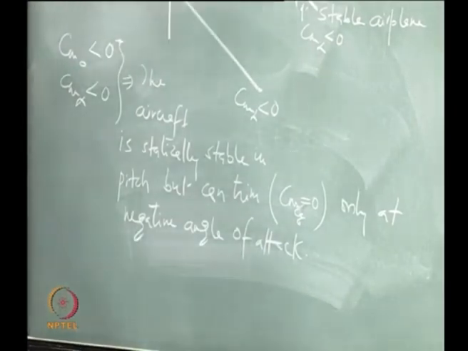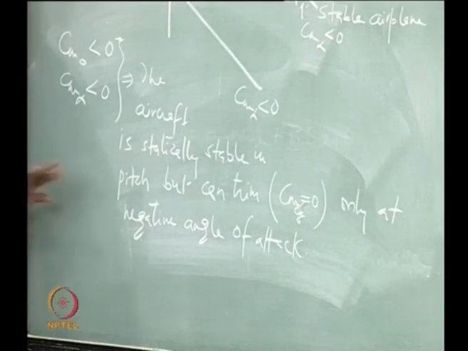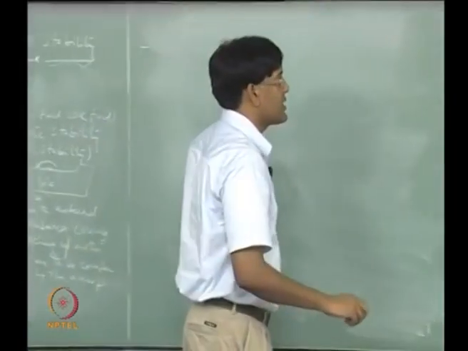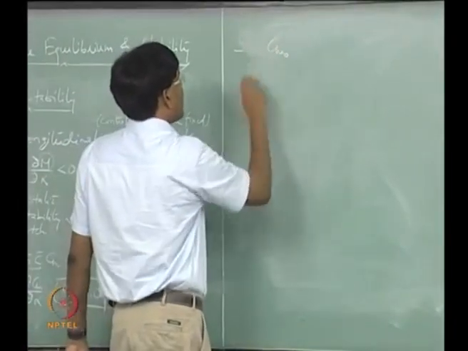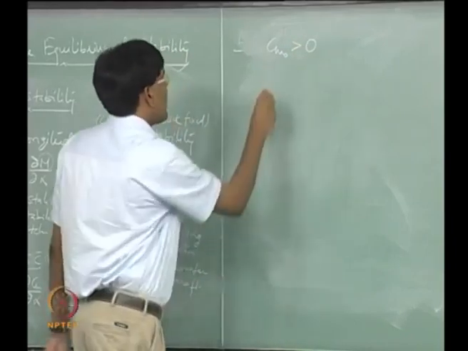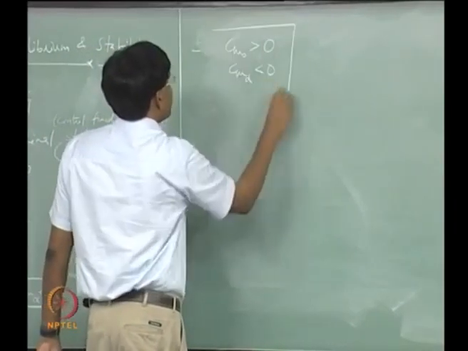Now clearly we do not want to trim our aircraft at negative angle of attack, because that is very unrealistic. If you look at the lift versus angle of attack curve, lift increases with angle of attack, and that is what we want to maximize. So we would never want to actually fly at negative angles of attack. So two things that an aircraft designer will keep in mind as far as this Cm alpha curve is concerned. One thing is the aircraft must have Cm naught positive and Cm alpha negative.